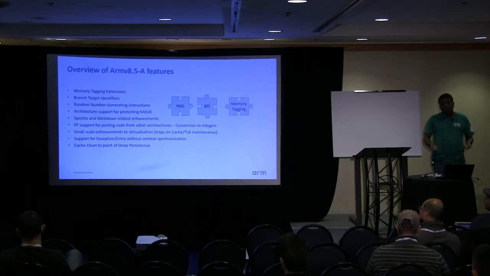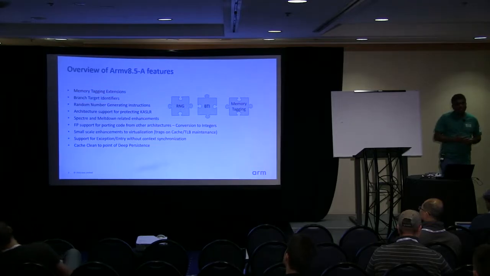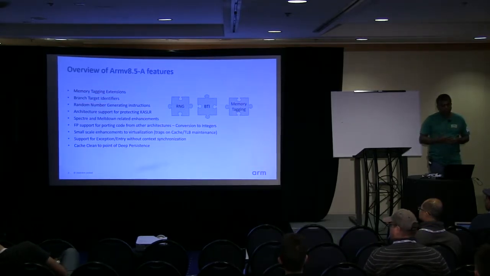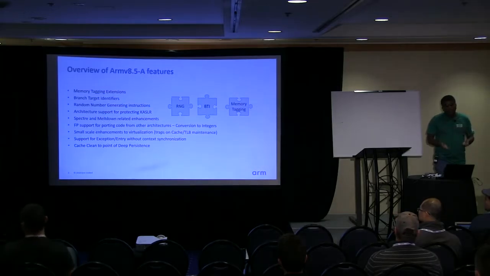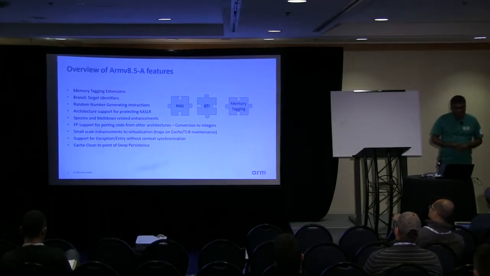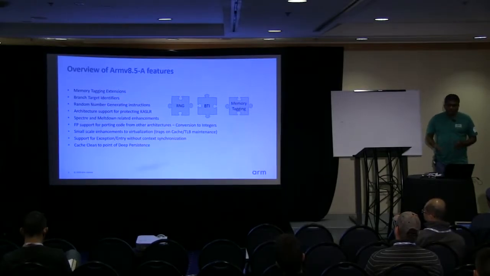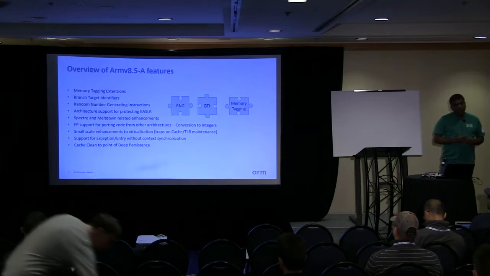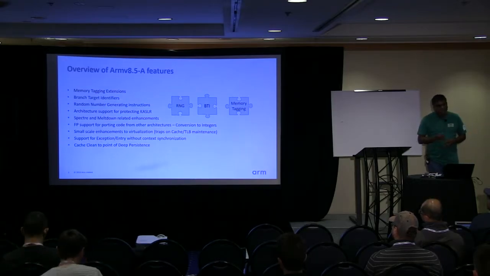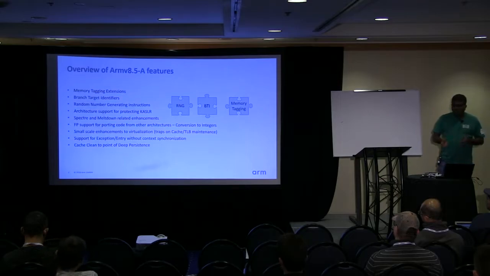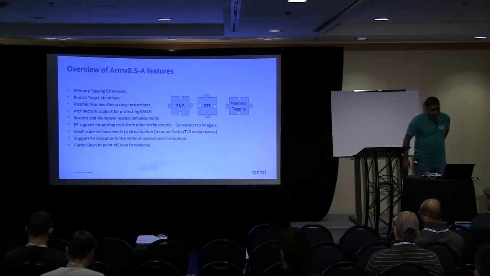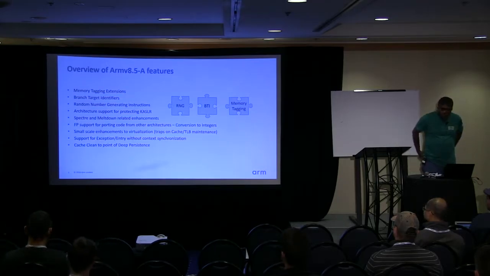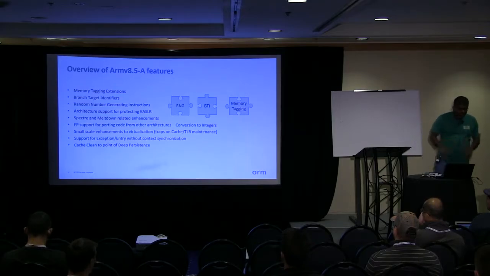V8.5 is an iteration of the V8 instruction set. It's got new extensions that ARM has added to the instruction set. And this is sort of a list of the major features that we have in the instruction set. In V8.5, we will bring in features like memory tagging extensions, branch target identifiers, some new random number generating instructions, architecture support for improving protections with KASLR, some Spectre and Meltdown related enhancements.